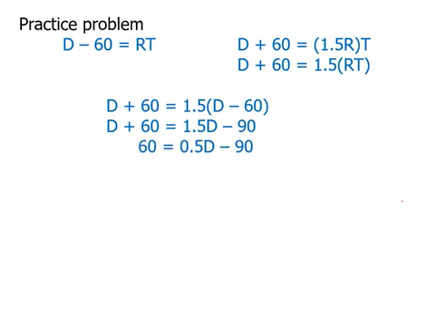Then what we'll do is subtract d from both sides. We'll add 90 to both sides. 0.5 is 1/2. We cancel that by multiplying both sides by 2, and we get d equals 300. So the distance is 300. That's the distance between A and B.